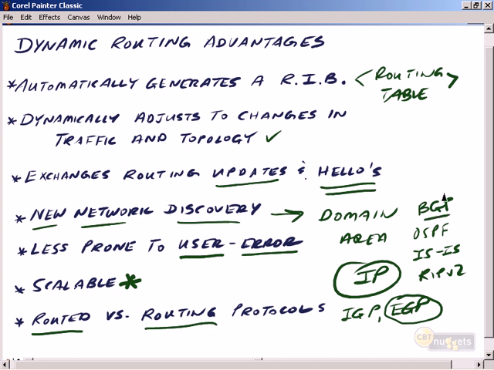And that brings us to our other kind of fork in the road, right? We've got interior versus exterior. We've got routed versus routing. But the next is basically the two main categories of protocols. That would be vector protocols and link state protocols. Let's talk about vector protocols first.